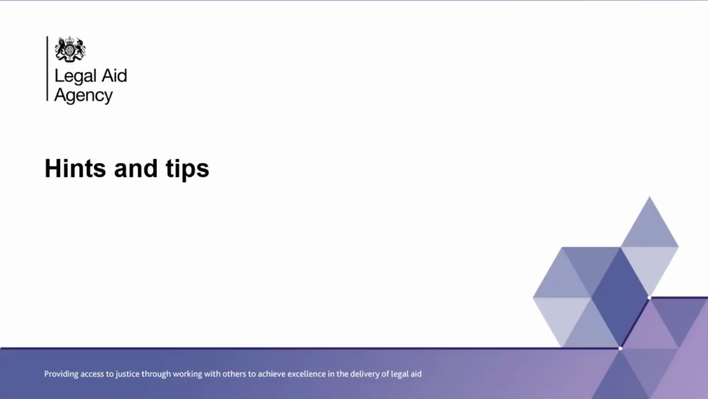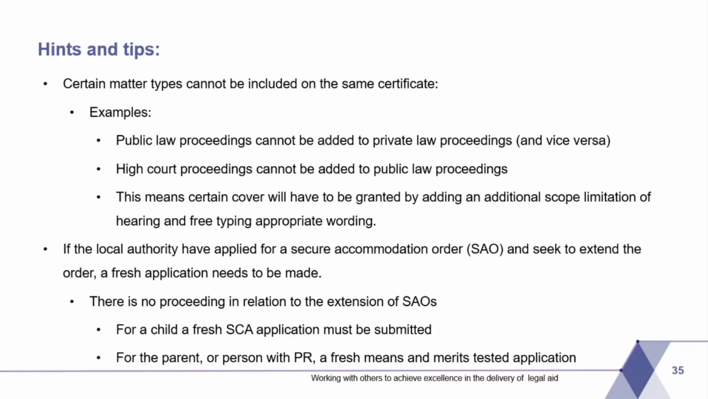Okay, and I'll now take you through the last section on the slides, just a couple of slides covering hints and tips on various matters that will assist you and us to deal with applications first time and avoid unnecessary rejections or refusals. Firstly, some things to be aware of about our computer system. Certain matter types can't be included on the same certificate. So public law family proceedings can't be added to a certificate that's been issued for private law matters and vice versa.